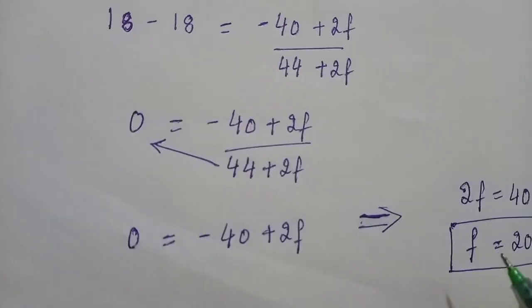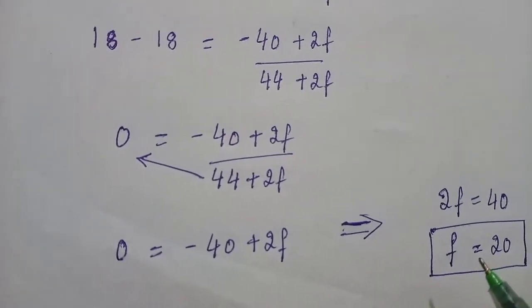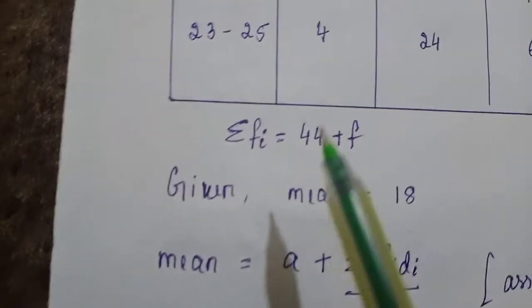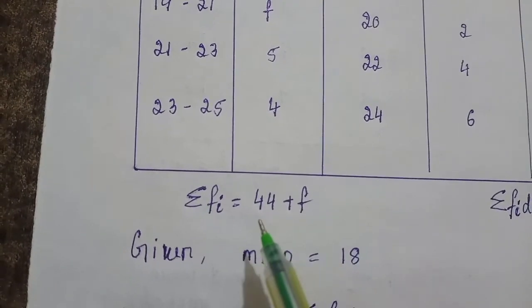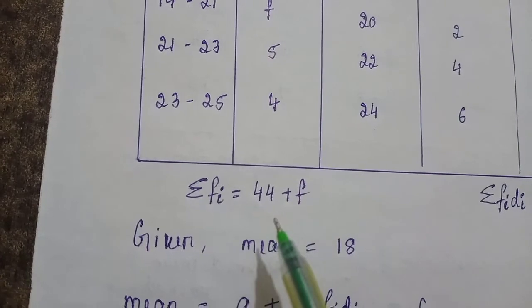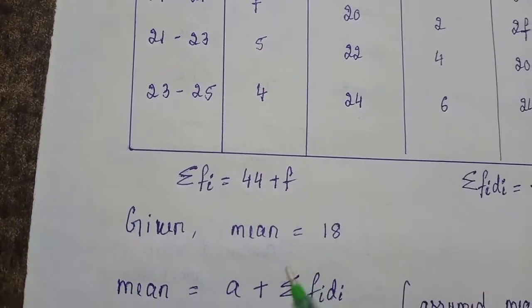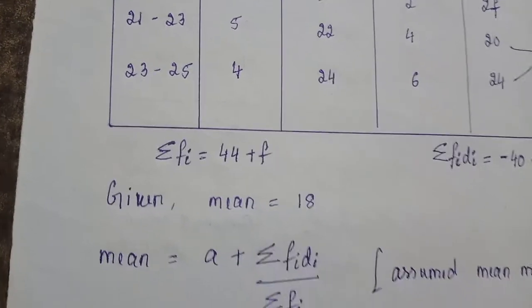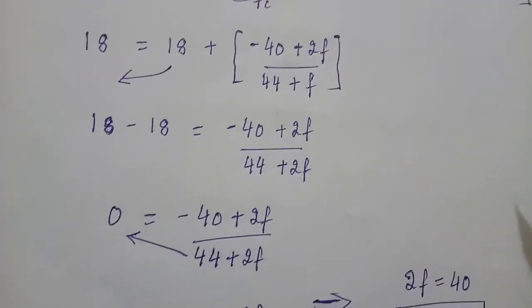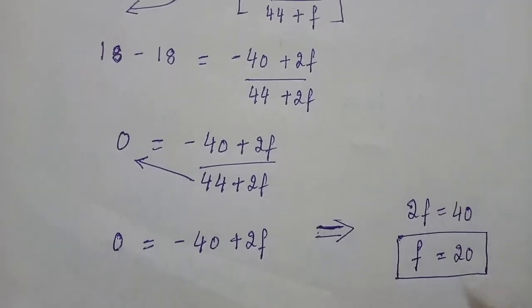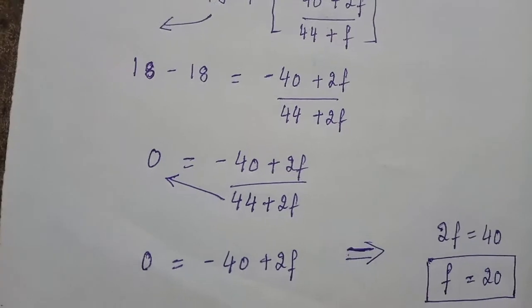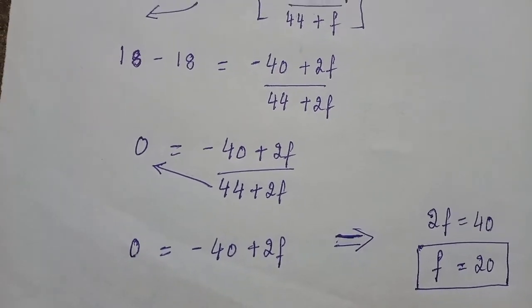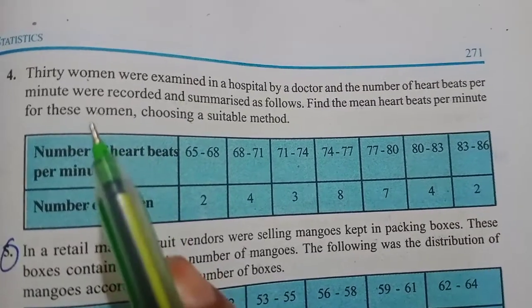But still, to verify, if you substitute the F value 20 here, 44 plus 20, that is 64. The total frequency will be 64. So in this way we can find the unknown frequency F value, and note this question is very important for 4 marks. Now let us move to question number 4.